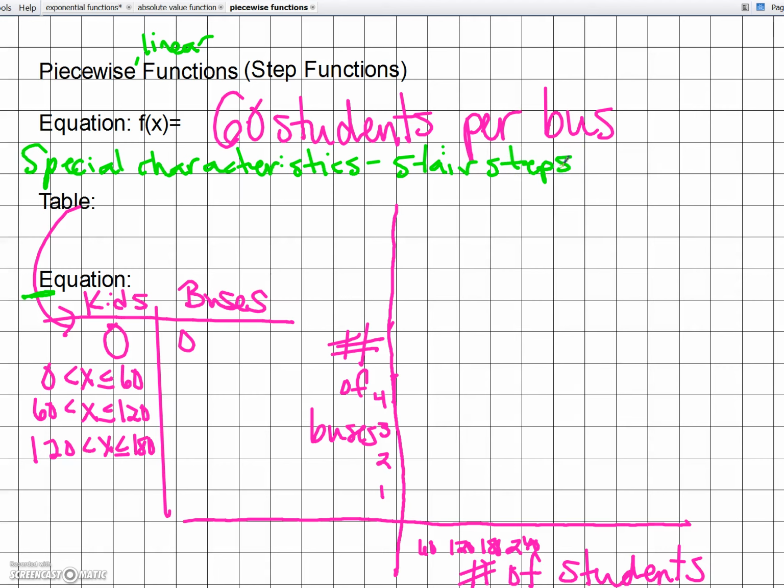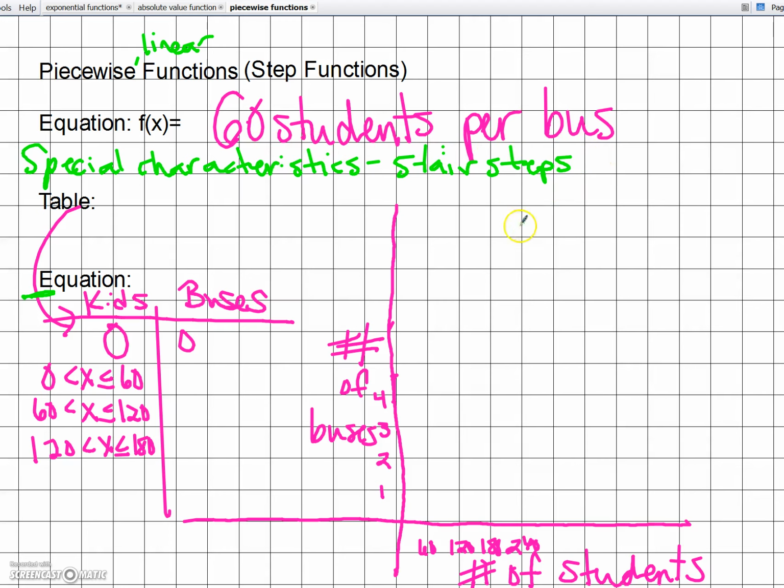Okay, you don't necessarily have an equation for this one. You can, but the one that we're going to work is coming from a word problem. A school bus is needed so the student body can go somewhere, and we can only put 60 students per bus. So how many buses would we need for a certain amount of students?